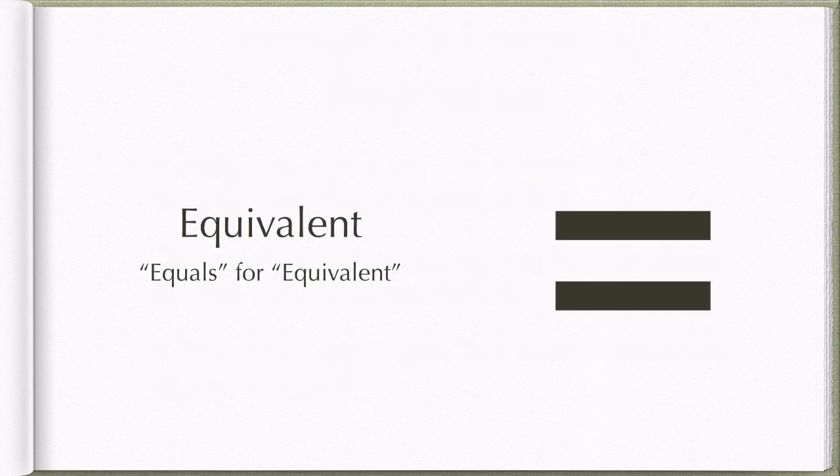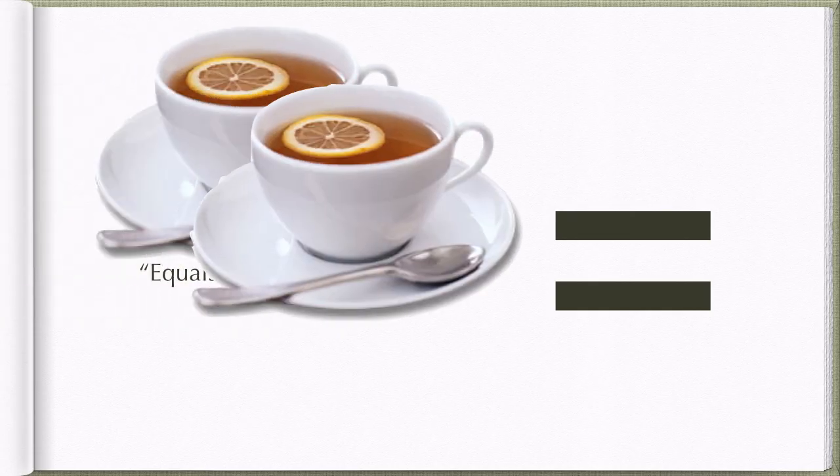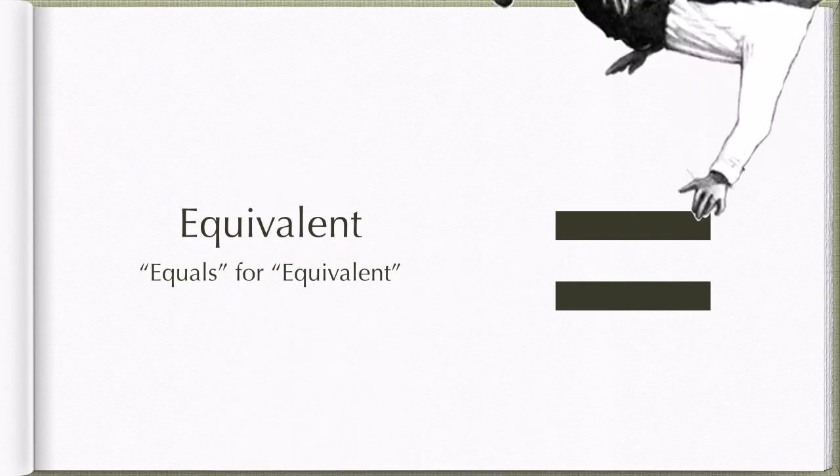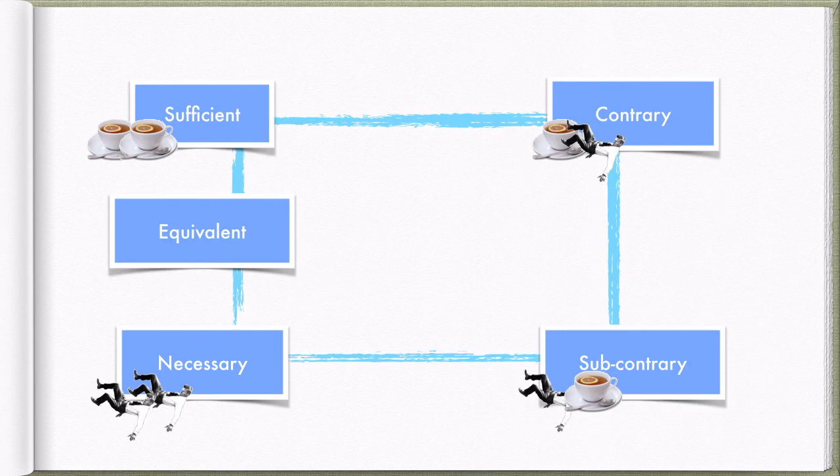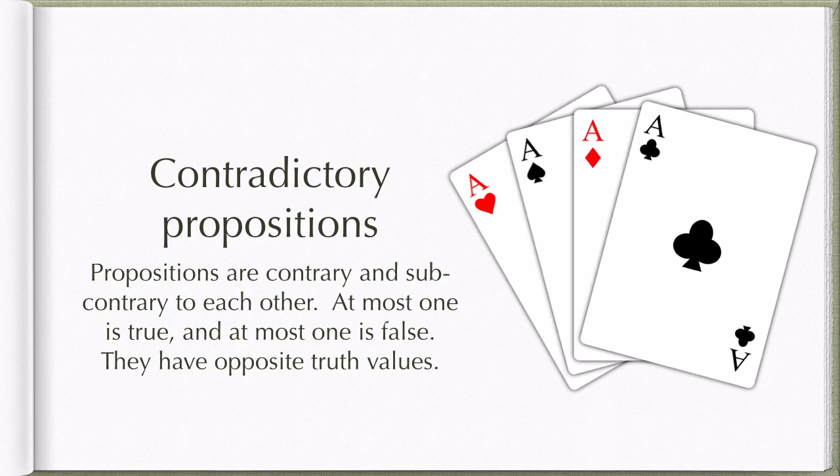For a memory mansion image, it's easy for me to use the equals sign. You might want to use something else. To reinforce the nature of the relationship, that is matching, we have 2 cups of tea for true makes true and 2 falling guys for false makes false. Since equivalence is the combination of sufficiency and necessity, we put equivalent on the left-hand side. Furthermore, we add our 2 cups of tea and our 2 falling guys. Equivalence is a combination of sufficiency and necessity. Equivalent propositions have matching truth values.